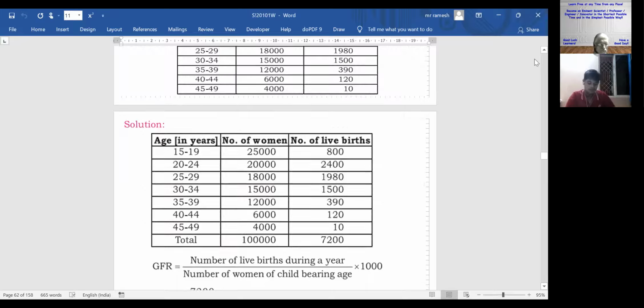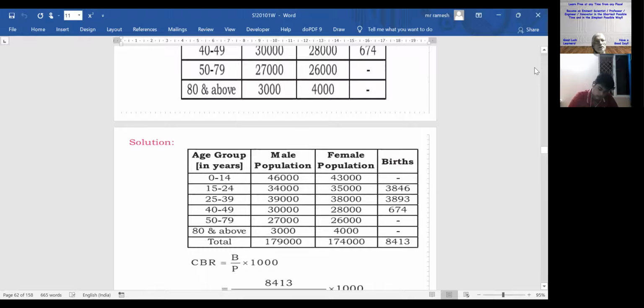Fifty-one point four three, sir. You have to write that it is per thousand. Per thousand childbearing female population. In the previous case, it is per thousand population. CBR is for per thousand population. This is for female population, GFR, not the population fully, childbearing age. Per 1,000 female population of childbearing age. You have to write like that.